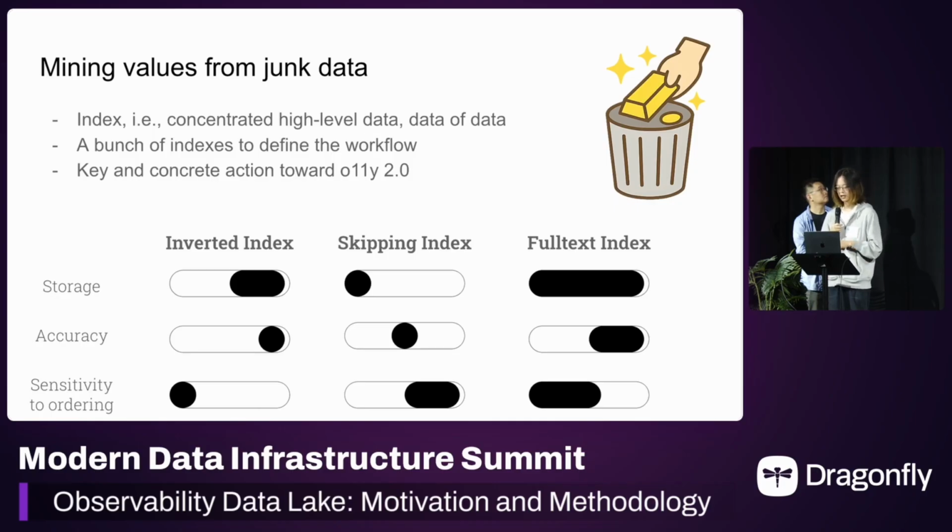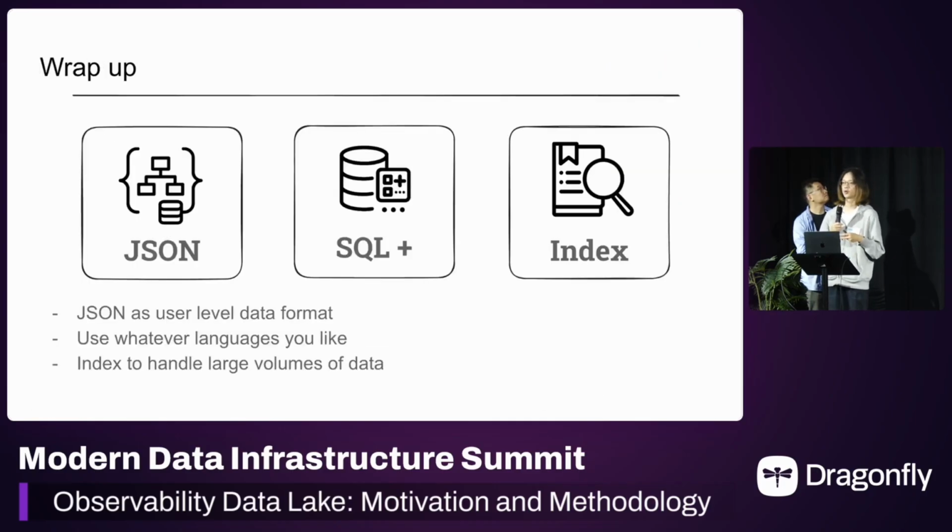Okay, this is how we chose the three important things in GreptimeDB to face the big data challenge in observability. There are three parts: JSON as a data model, the unified execution engine with SQL and more DSLs as a query interface, and the index, which we think is the next concrete step for handling large amounts of data with limited resources and limited budget. And okay, that's all. Thank you.